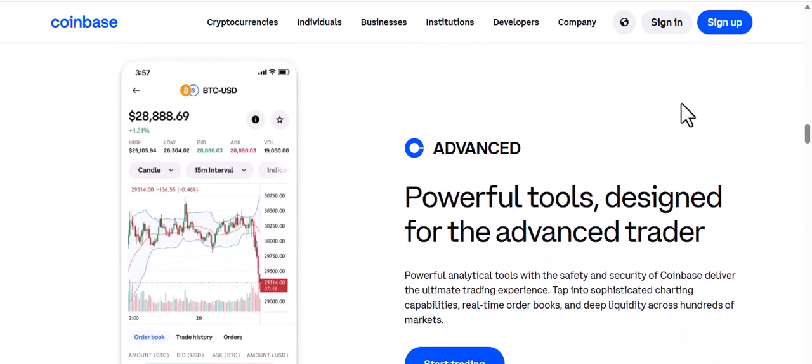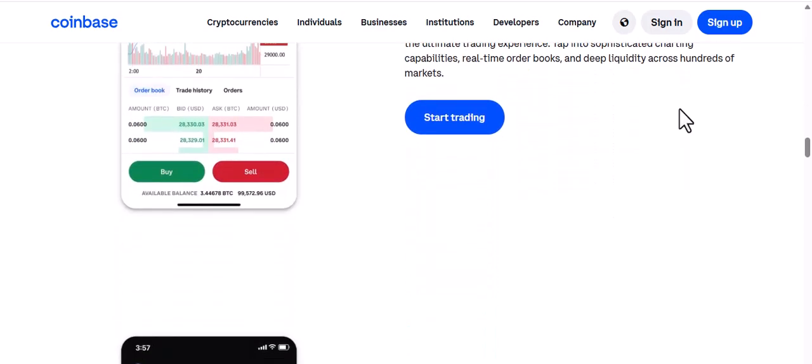One of the best things about using this platform is the fee structure. While the standard app has fixed fees, Coinbase Advanced Trade uses a maker-taker model. Makers, who provide liquidity by placing limit orders, and takers, who immediately fill existing orders with a market order, pay lower fees that are based on their 30-day trading volume. This means the more you trade, the less you pay in fees.